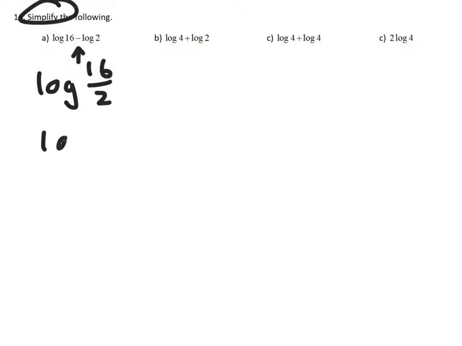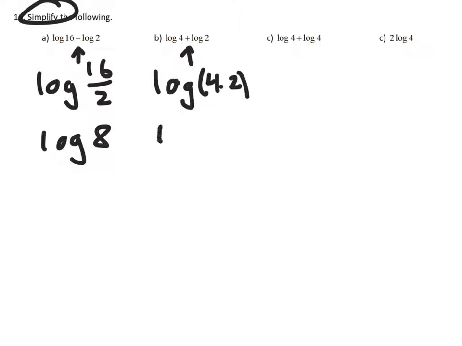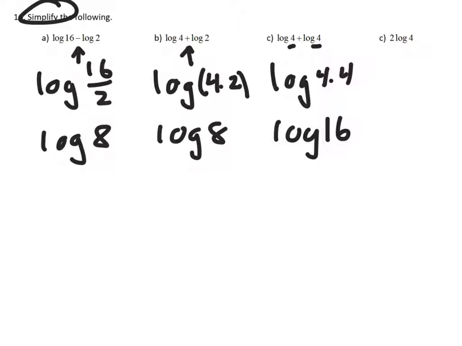Here we're applying the log rules to simplify. Subtraction means division, so here we get log 16 divided by 2, and so this ends up being log 8. Here we have multiplication, addition, which is multiplication. 4 times 2, which is also log 8. Here we have, again, addition, which is multiplication. That would be log 4 times 4, log 16.